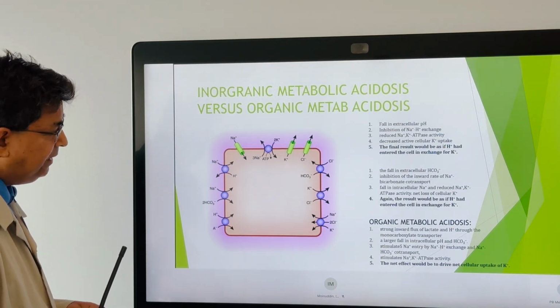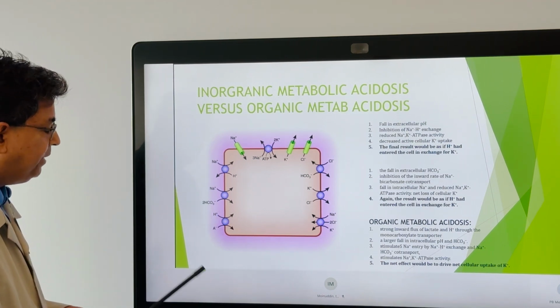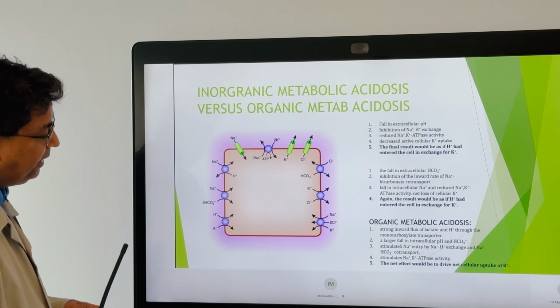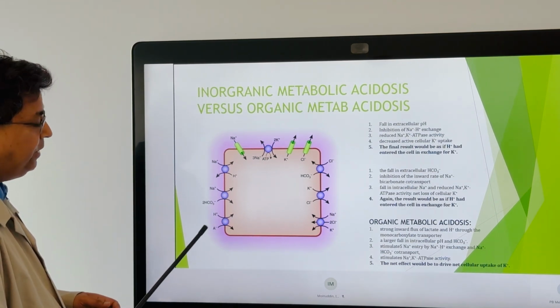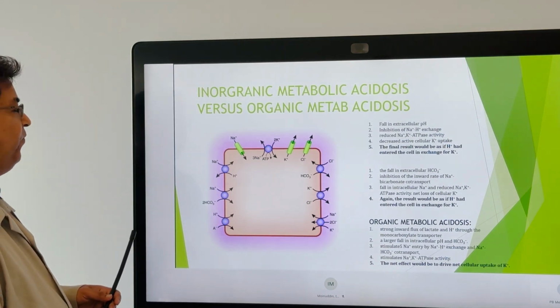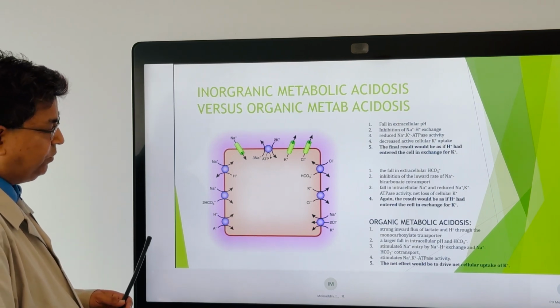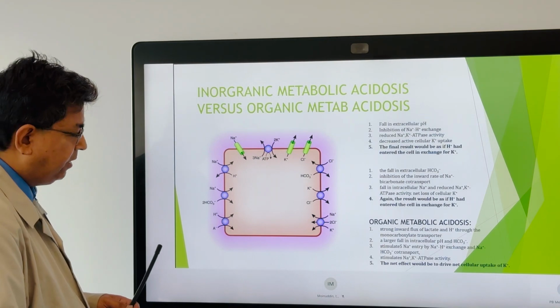So essentially, in inorganic metabolic acidosis, proton moves into the cell, potassium moves outward. In organic metabolic acidosis, since the organic anion and protons travel together, there is no need for potassium to maintain electroneutrality. Therefore, compartment shift of potassium does not occur.